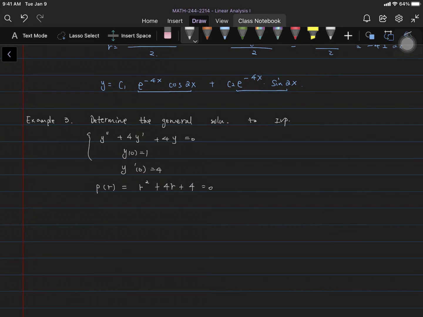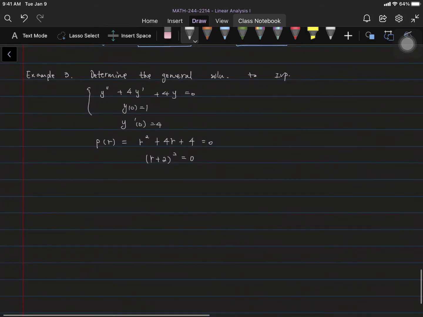When we solve for r, we noticed we can factor this, which is r plus 2 squared equals 0. Is that correct? Okay, so let's see. It's interesting. This one has the real solution r equals negative 2, but it is repeated twice. So what's the general solution?